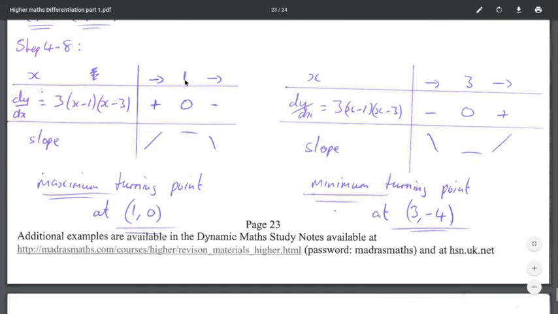I should always just substitute in 1. So 1 minus 1, 0. 3 times 0 is 0, multiplied by anything is still 0. So it's going up, flatten off, coming down. So I'd say a maximum turning point at (1, 0).